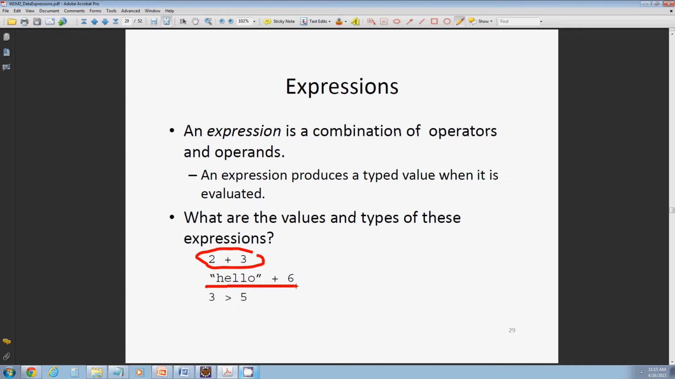This is an expression. The value of this resulting expression is going to be a string, because this is going to perform string concatenation. So the type is a string, and the value is the string hello6. This is an expression. The type this is going to evaluate to is going to be a Boolean, because here we're evaluating whether or not 3 is greater than 5. So the type is Boolean, and the value is false.